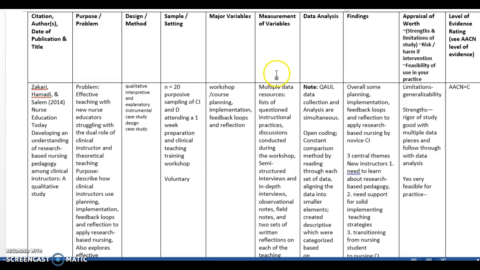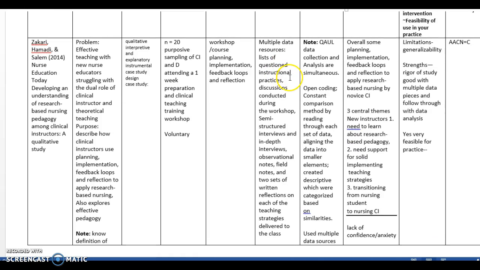Okay, so here's the measurement of the variables. They had a ton. They had multiple data sources, which we talked about. The list of question instructional practices, semi-structured interviews. They did more in-depth interviews. They had so many things. I only listed a few.